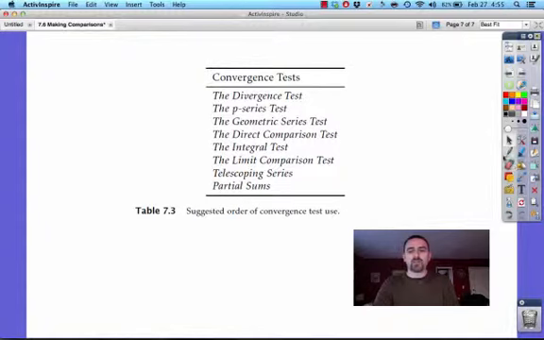We have the divergence test. This is the order in which you should probably check these. Divergence test. That's when we're looking to see what the limit of the sequence does. The p-series test, that's 1 over n to the p. The geometric series test, that's where we raise something to the n. Direct comparison test, where we see which series dominates which one. The integral test, where we turn it into an integral and see if we can integrate that and see if it converges. The limit comparison test we just did. Telescoping series and partial sums are from a previous section.